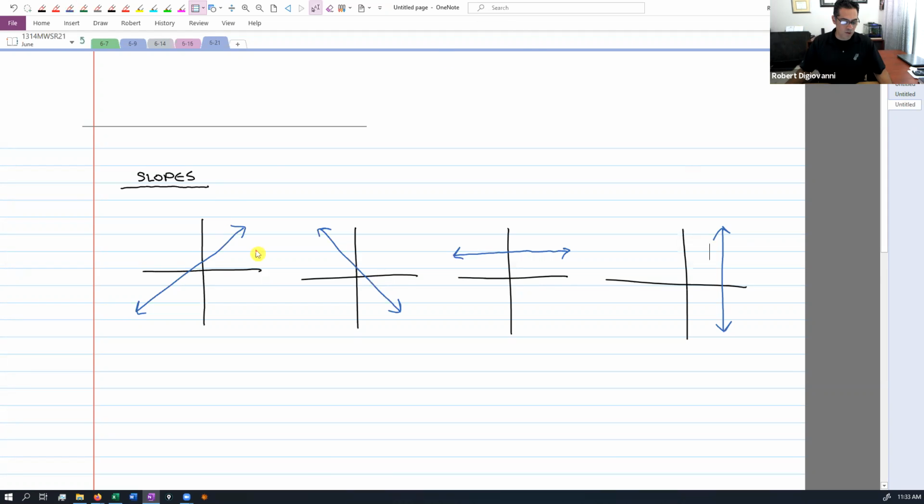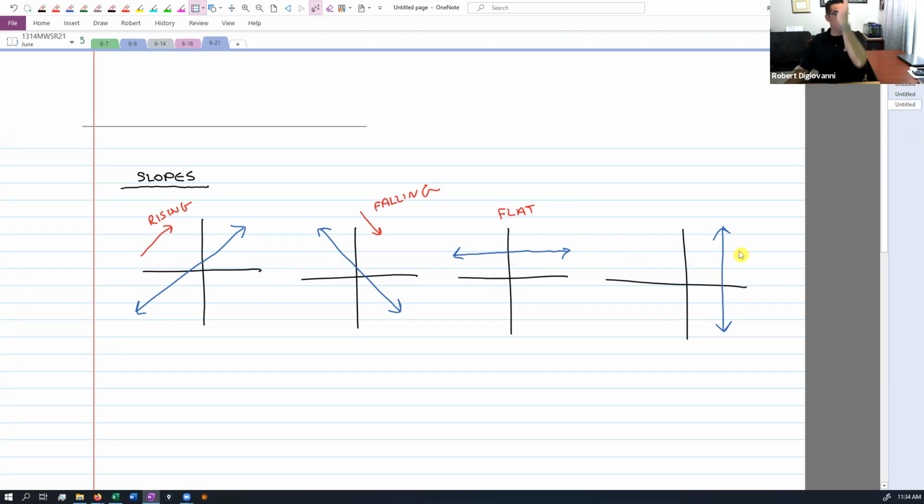If you look at this first one, think about it like reading a book from left to right. When we read books, we read from left to right. If you look at this line and move from left to right, it's like a roller coaster. It's rising, going up as you go from left to right. But this one, you would actually be going down, so it's falling. This one would be not rising or falling. It would just be flat.